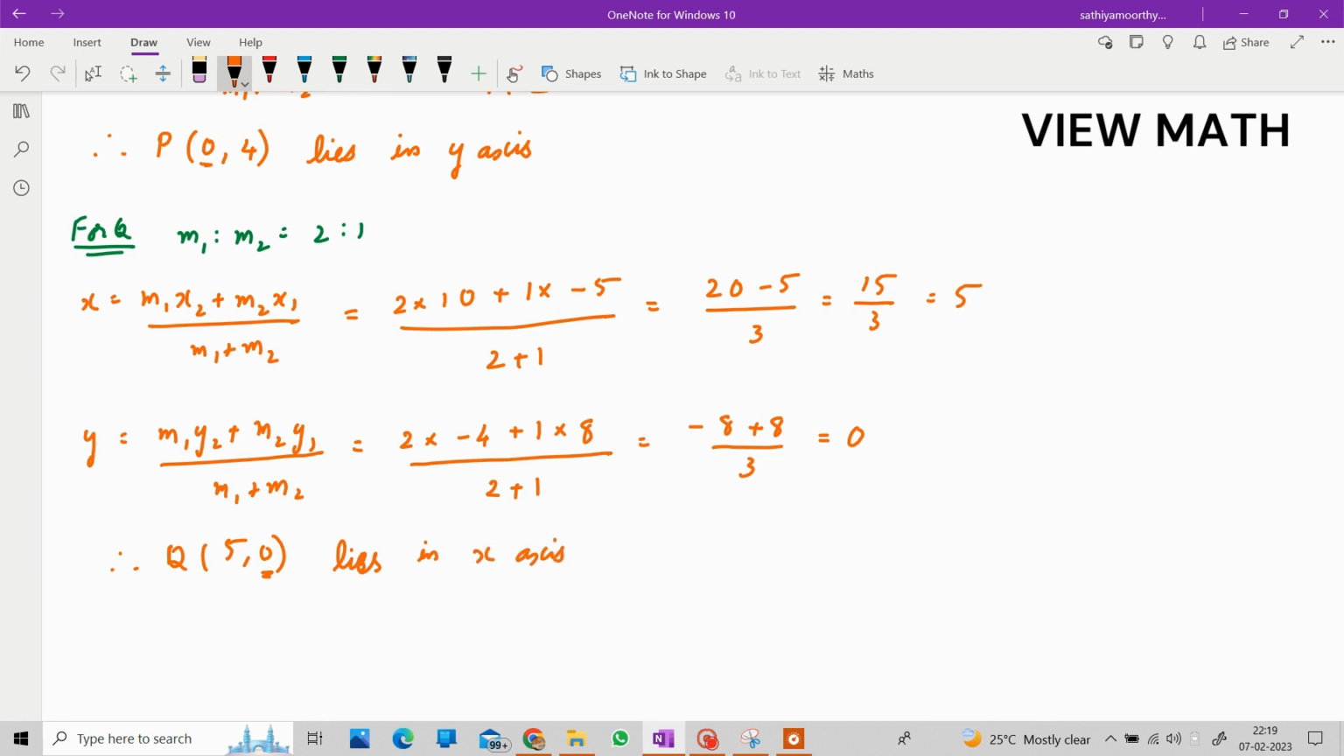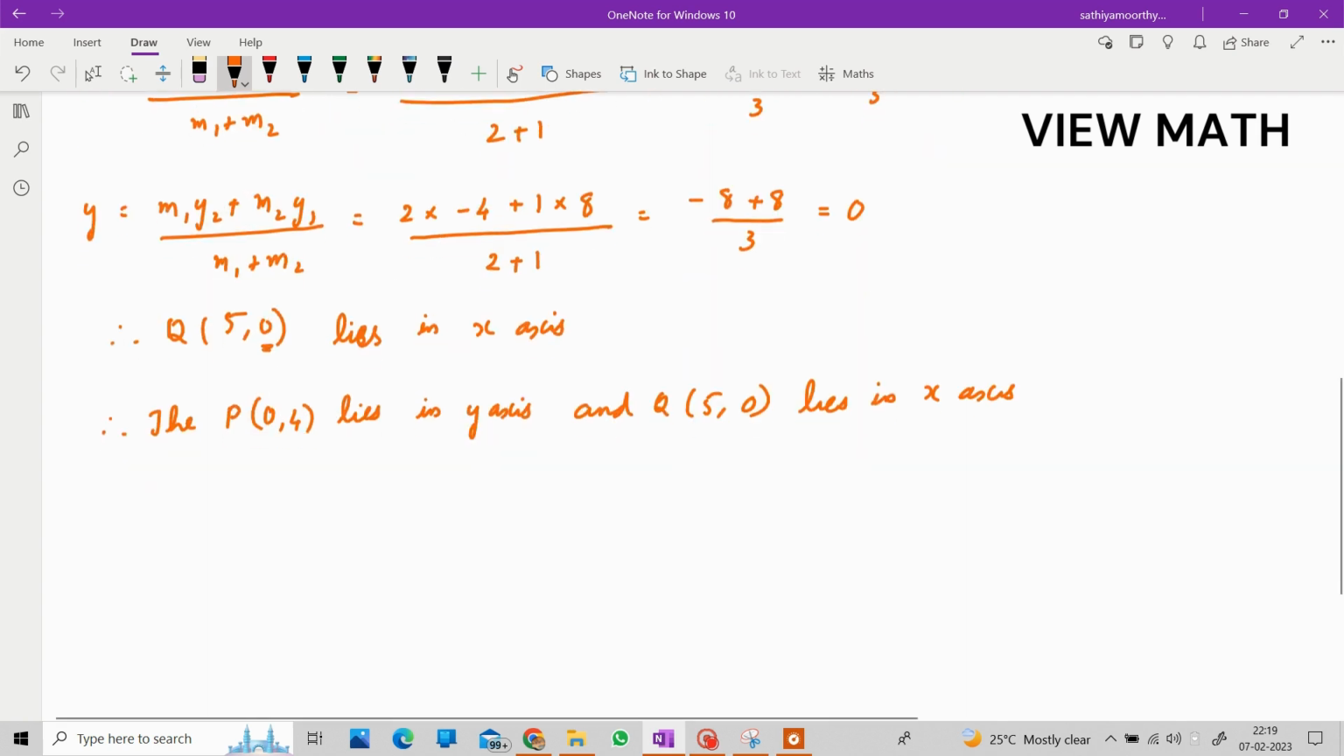So we have proved that. Therefore, the point P, which is (0, 4), lies on the y-axis, and Q, which is (5, 0), lies on the x-axis. Hence proved that P and Q lie on the coordinate axes. So we have proved it. Hence proved.